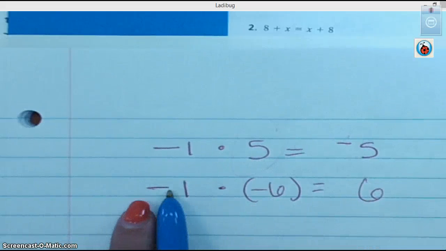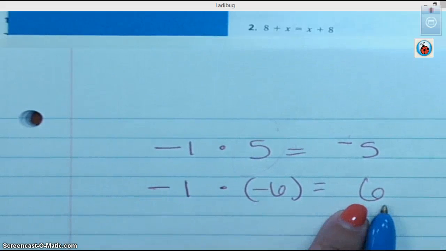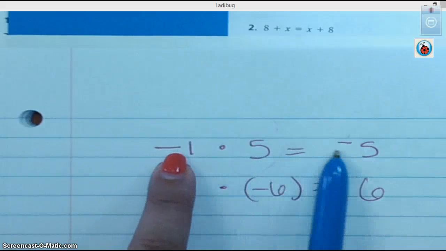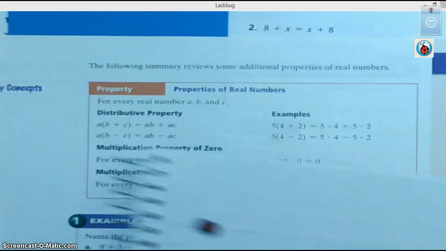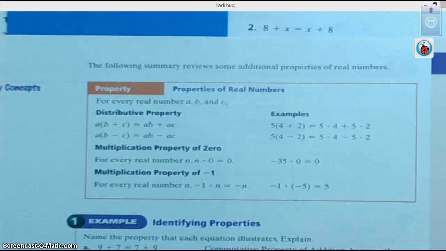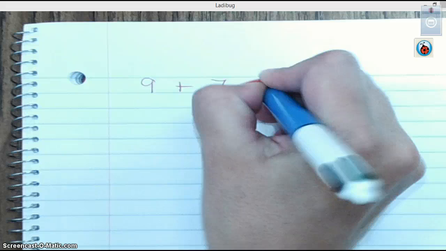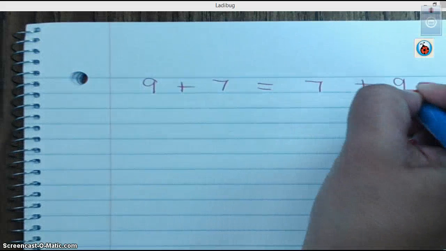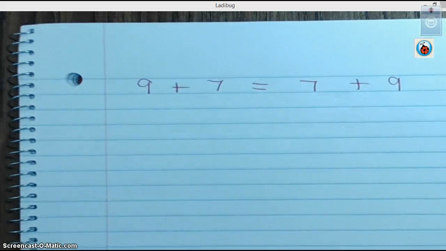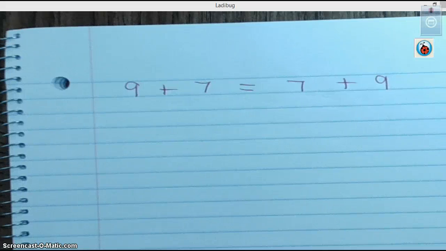But we also know that a negative times a negative equals a positive. We also know that a negative times a positive equals a negative. So these are the properties of real numbers. Now let's try identifying a few of these properties. So if we have 9 plus 7 equals 7 plus 9. If you look at the list of the properties, name the property that the equation illustrates.